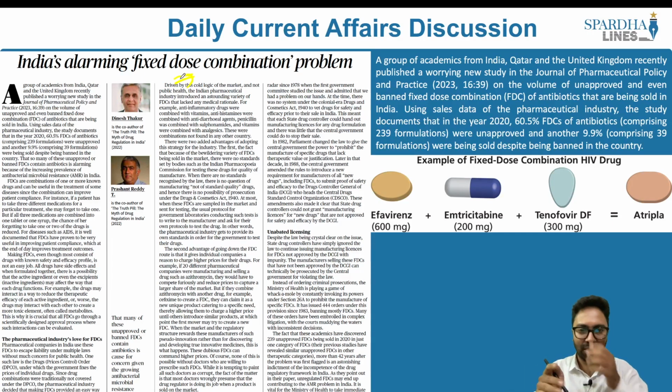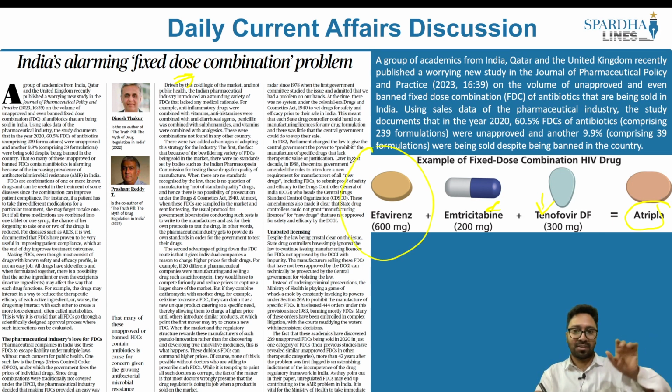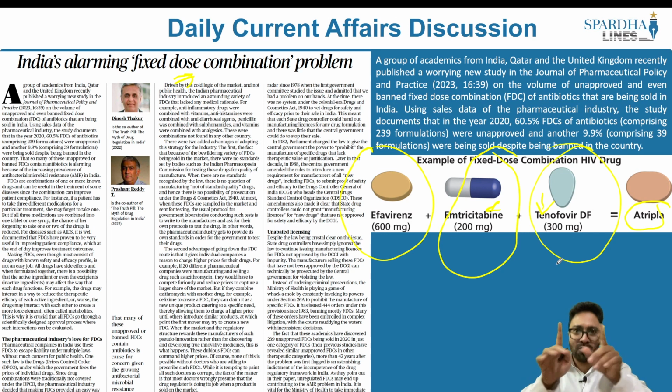For example, if I have to give you an example of the fixed dose combination of an HIV drug, there will be efavirenz, then there will be emtricitabine, then there will be tenofovir, which will ultimately become Atripla. So this is one single combination which could have been for something. This could have been another combination which could have been given for something else. When all these 3 combinations together are present in one single tablet, that is what is a fixed dose combination. A combination of active pharmaceutical ingredients, 3 different chemicals present in one single drug, is what is called the fixed dose combination.